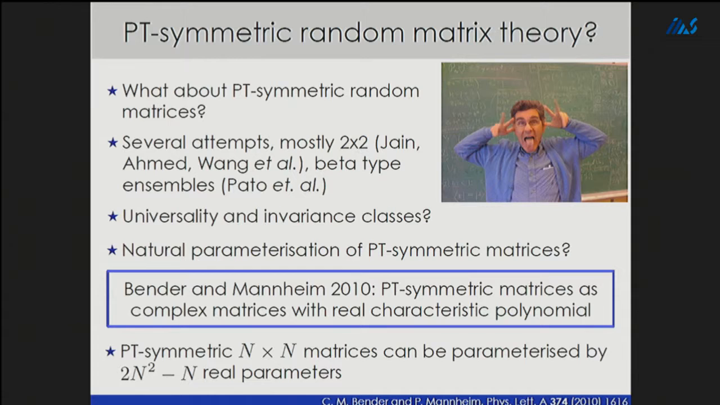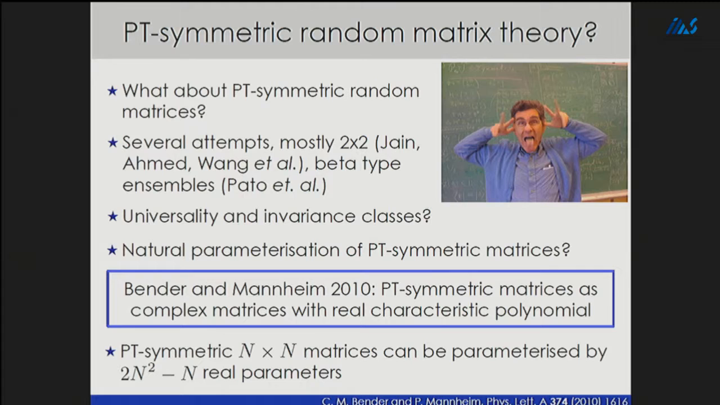I think Carl did that in a paper before that. And then you showed it the other way around as well. So if you have a real characteristic polynomial, you can construct a PT symmetry for that. So this is the definition I'm going to use in the following. So now the challenge is to parameterize PT symmetric matrices, to parameterize n by n matrices, which are complex, but they're constrained to have a real characteristic polynomial.